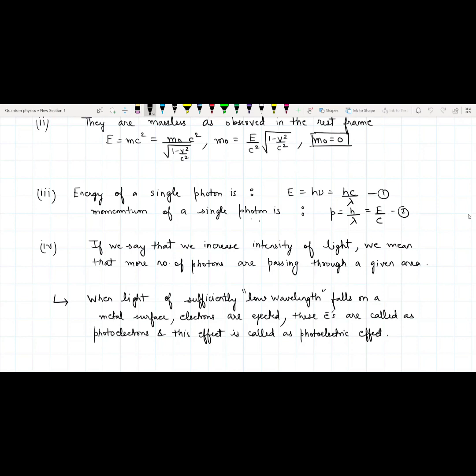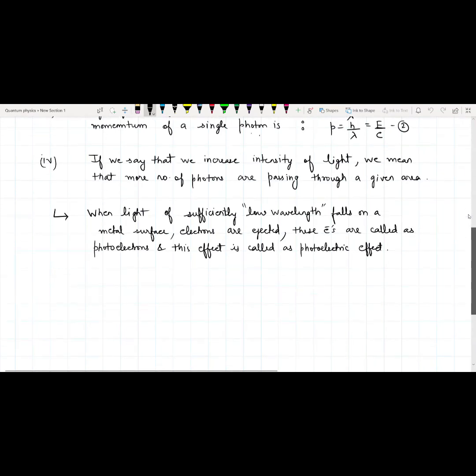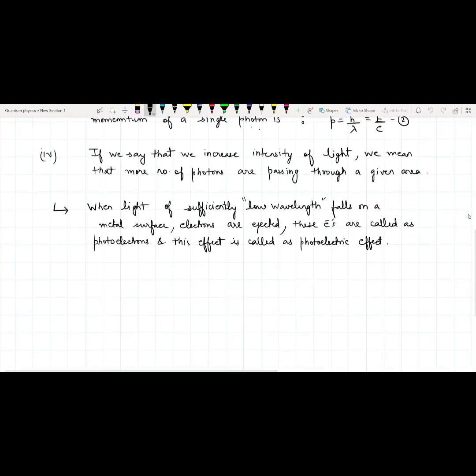Now, after having our basics cleared, we are proceeding towards the photoelectric effect. The definition of photoelectric effect is that when light of sufficiently low wavelength falls on a metal surface, electrons are ejected out, and these electrons are called photoelectrons, and this effect is called the photoelectric effect. It's a very, very simple effect. You have a metal, and when light of sufficiently low wavelength, it means that we are using a source of light which has very, very low wavelength, is incident on a metal surface, the electrons come out of the metal surface. These electrons are called photoelectrons, and this effect is called the photoelectric effect.